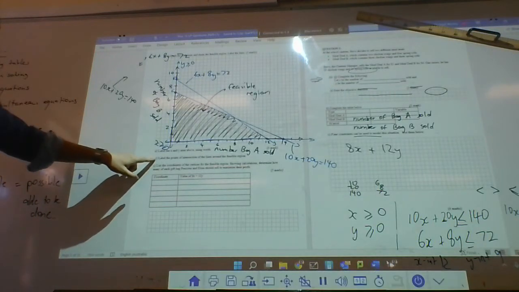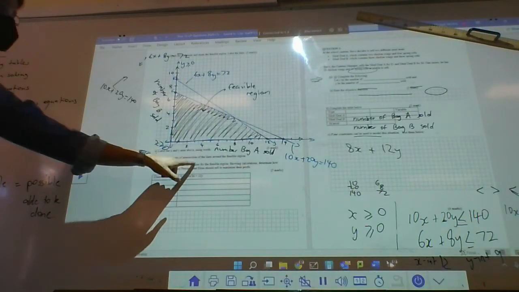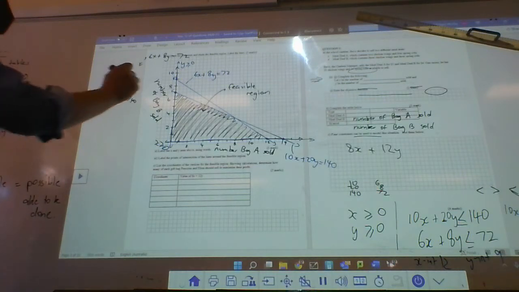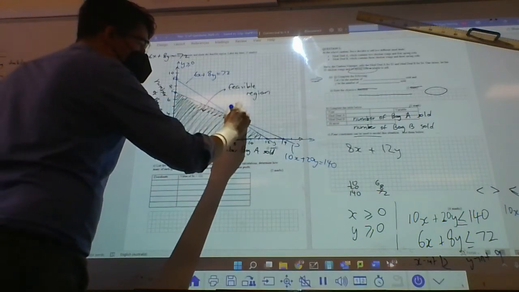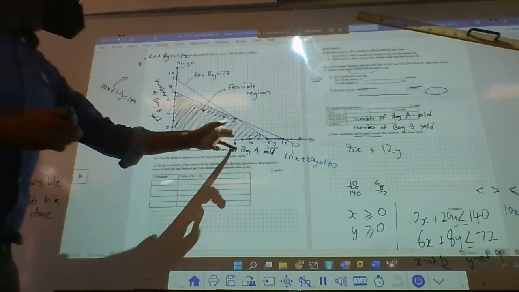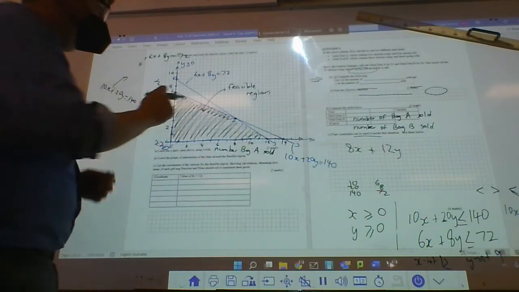What's the next question say? Label the points of intersection of the lines around the feasible region. Label the points of intersection around it. Let's start with where these two lines meet here. What is that point right there? The intersection point? (8, 3). Looks like (8, 3) to me.